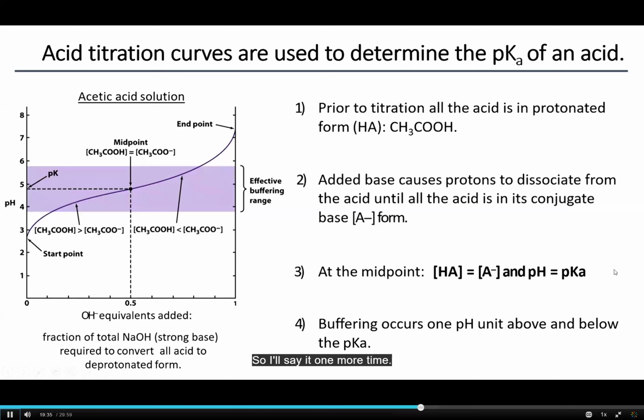So I'll say it one more time. The pKa is defined as the pH at which the amount of acid and conjugate base in solution is equal. So in the context of acetic acid, the pKa of acetic acid is the pH at which the amount of acetic acid is equal to the amount of its conjugate base. And so the pKa here is somewhere below 5, because that's the pH at which we have equal amounts of these two things in solution.